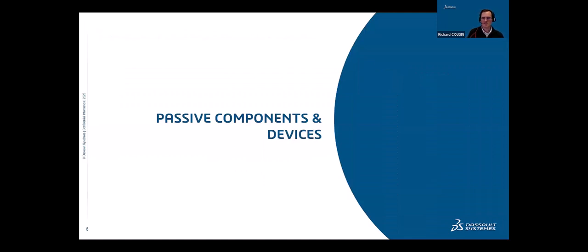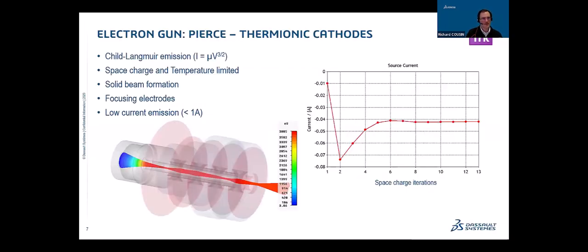So let's start with the passive components. The first passive component that we can analyze and keep in mind is the electron gun. And the simplest electron gun that we can consider is the Pierce gun. The Pierce gun is the one that you have here on the screen, and the particles are emitted with the Child-Langmuir emission, and you have here the equations for the emission of the particles in order to generate the maximum current, which is then extracted and flowing into the structure.